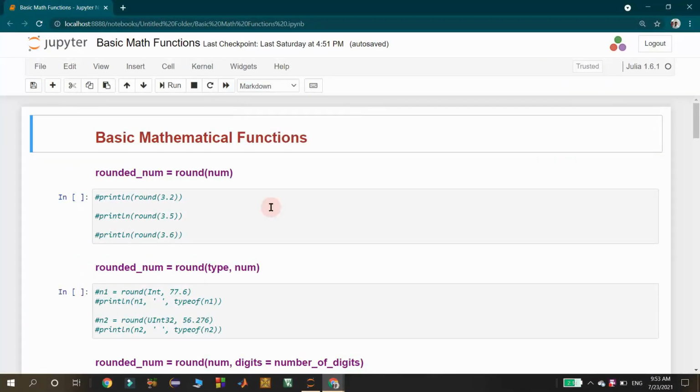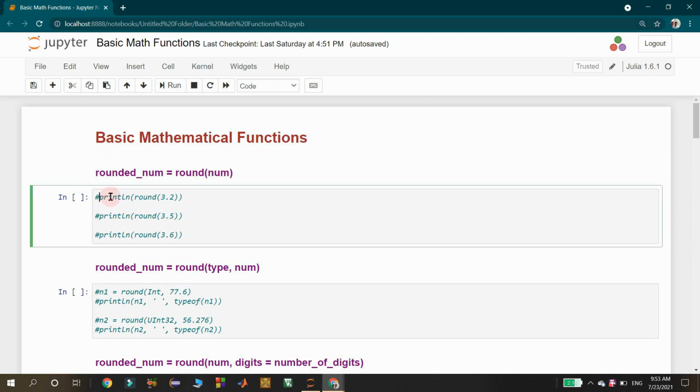Let's start the topic now. First we will consider various rounding functions. The first function is the round function. The round function rounds the given number to the nearest value. Let me consider a round function with a single argument, that is the number. The first example I am considering is round of 3.2.